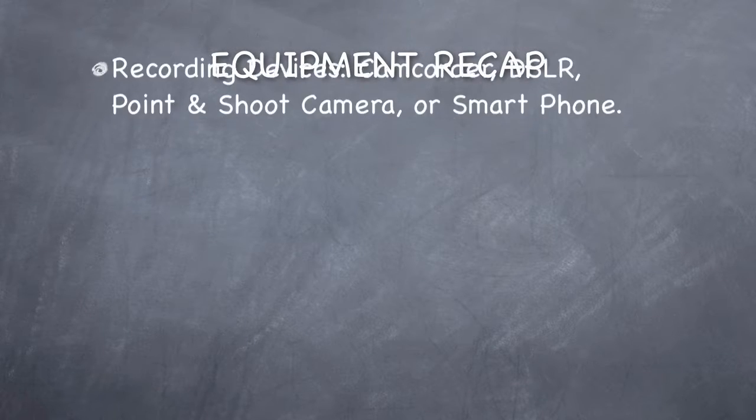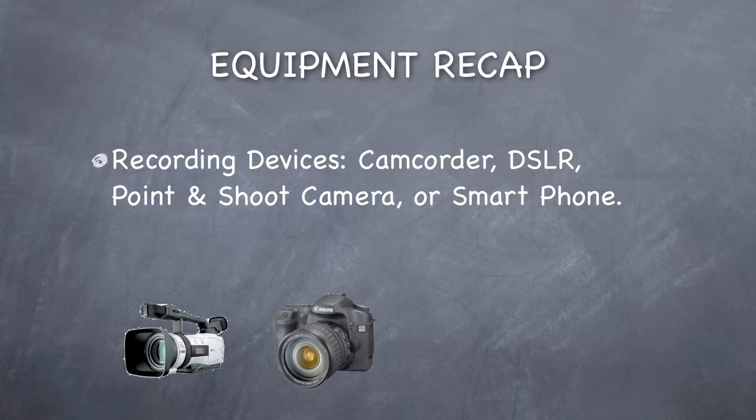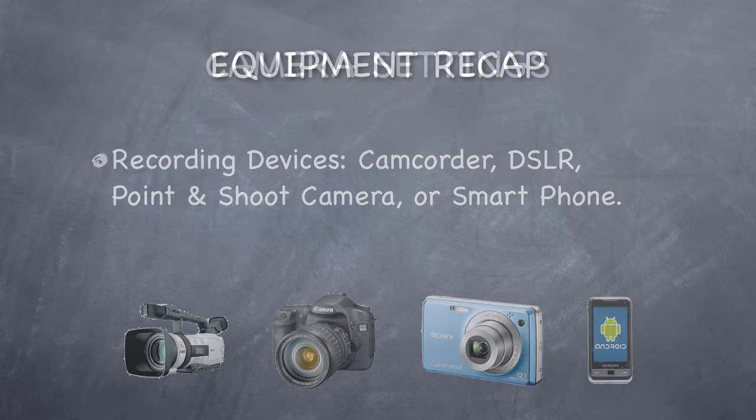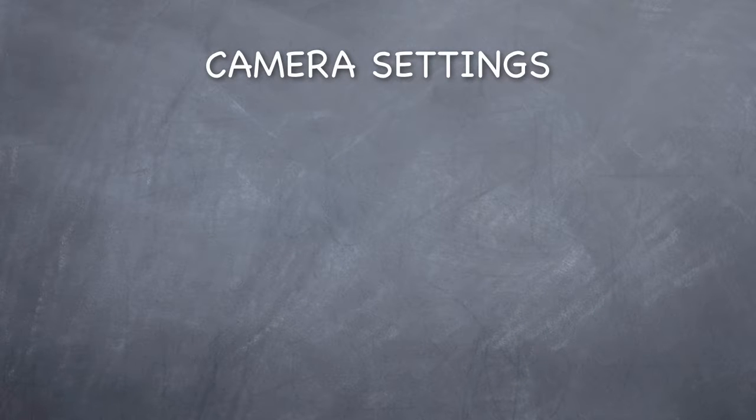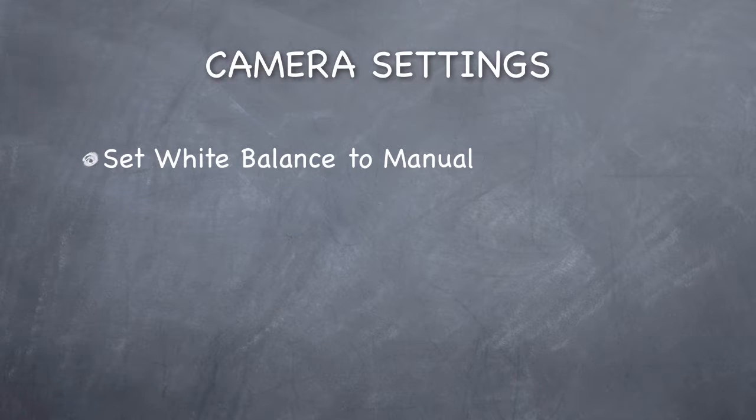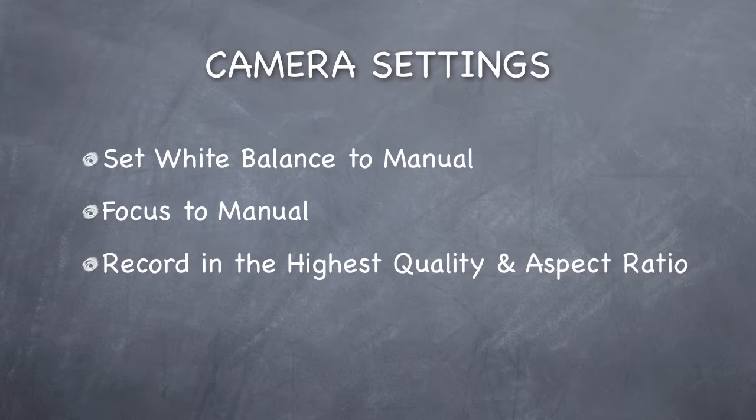So as a quick recap with equipment, it doesn't matter what you use to record your interviews with. You can use a camcorder, a DSLR, a point-and-shoot camera. You can even use a smartphone. As long as it records sound and moving images, you're fine. So when you're setting up your camera or whatever your recording device may be, first, you want to set your white balance to manual. Second, you want to set your focus to manual. And third, you want to make sure you are recording in the highest quality and aspect ratio.